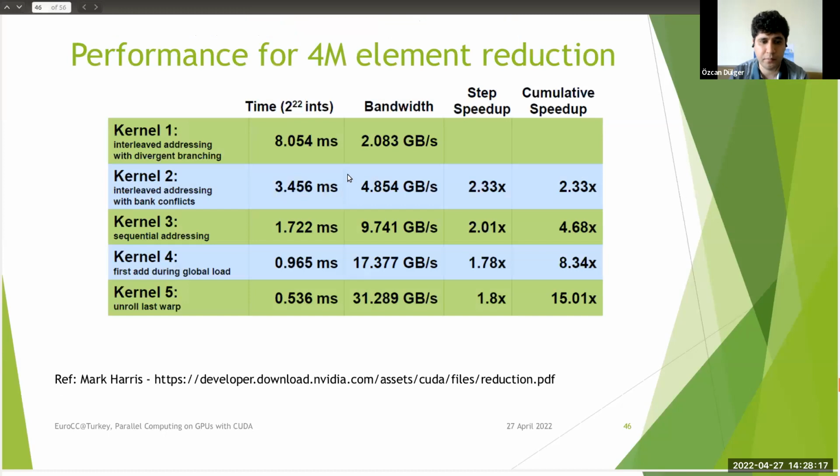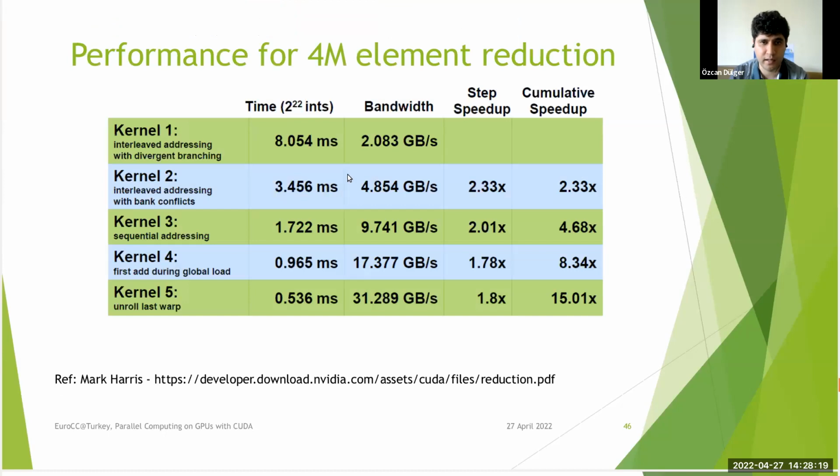So with this approach, the execution time of the fifth kernel is 0.5 millisecond, and we achieve 1.8 speedup, and we achieve 15x cumulative speedup with kernel 5.